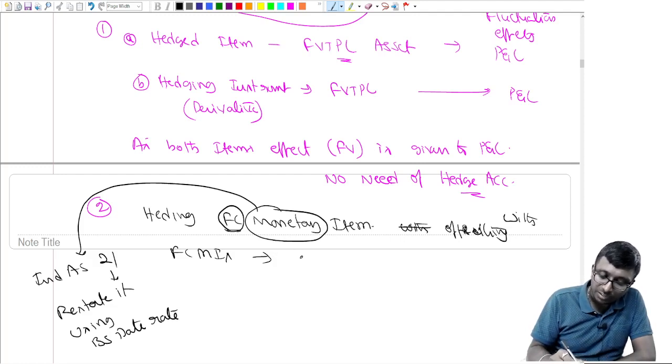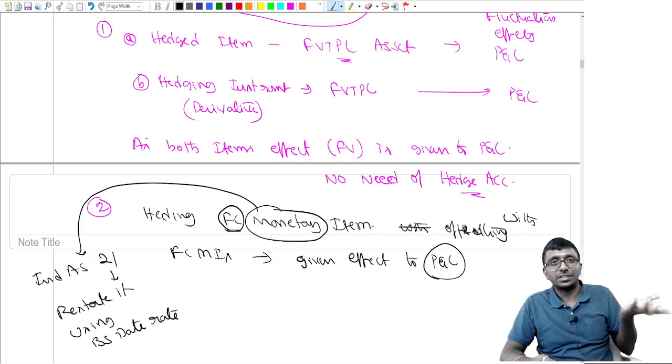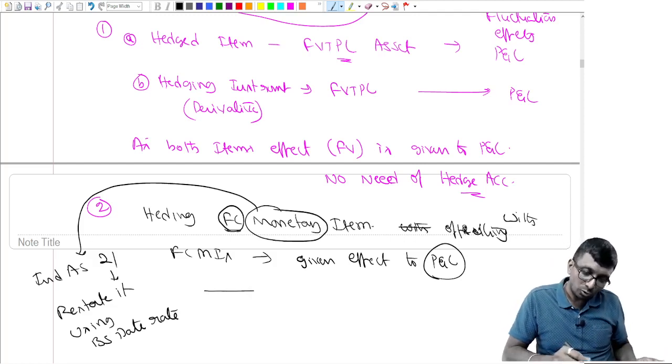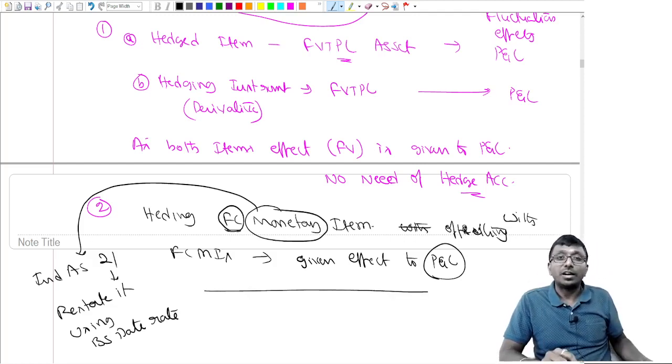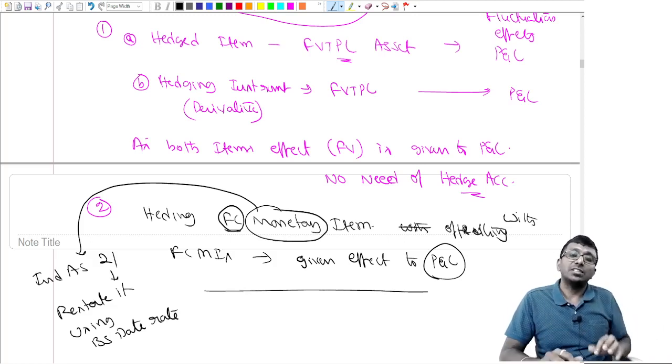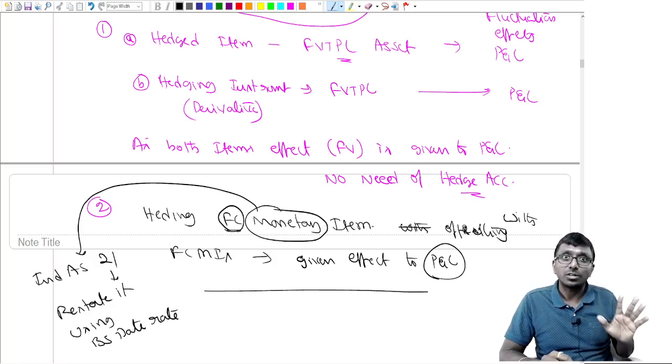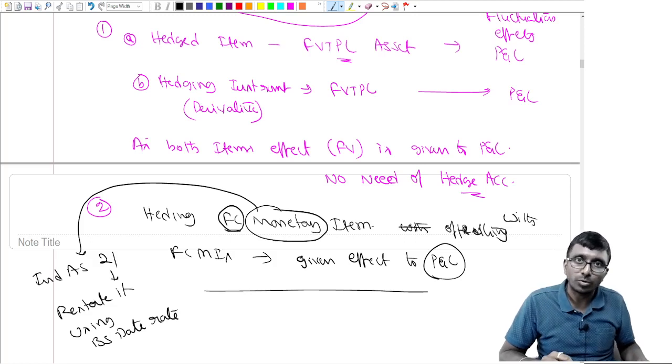And so that's why the effect is given to what? Profit and loss. Both the effects are given to profit and loss. It is not like one goes to OCI and one goes to P&L. So there are no issues here. Hedge accounting is also not required, because it is naturally getting hedged and there is no accounting mismatch. I hope you understood.